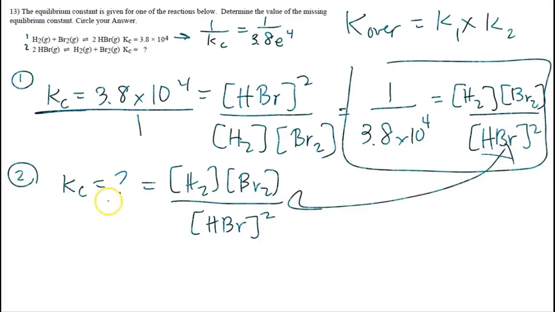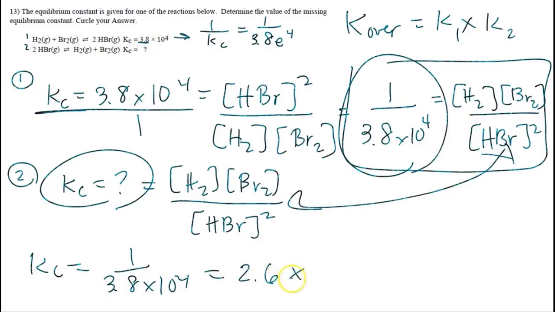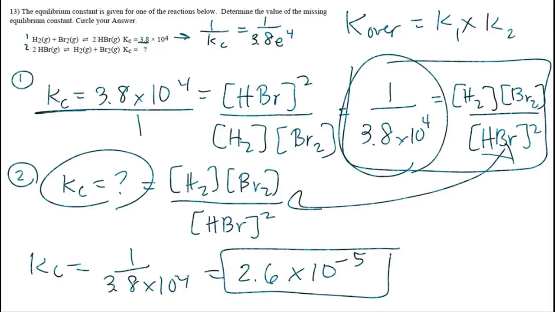And so if I want to find the Kc value, I just basically take 1 over 3.8 times 10 to the 4th, and I can actually get the value for this unknown, which is quite awesome when you start coupling things together. And just by taking the reciprocal or moving them around, it makes it easier for you, okay? So when I do 1 divided by 3.8 times 10 to the 4th, I get, and my significant figure should be 2 here, 2.6 times 10 to negative 5. That is the answer.